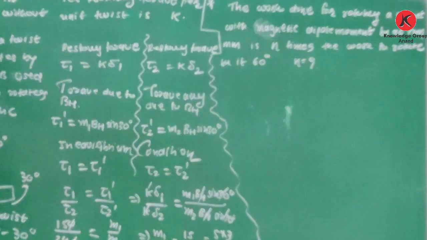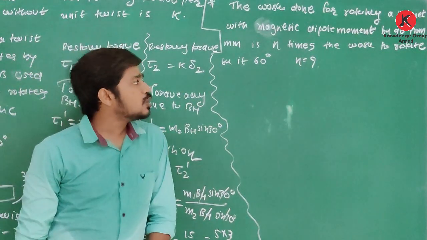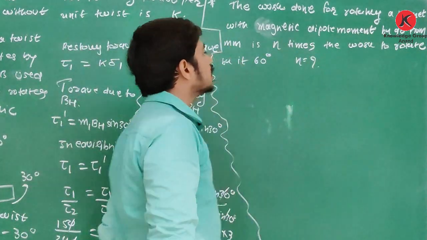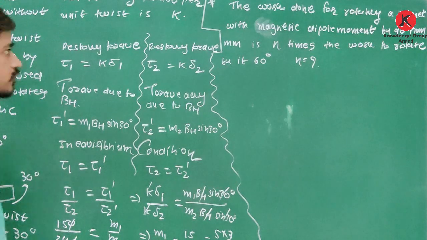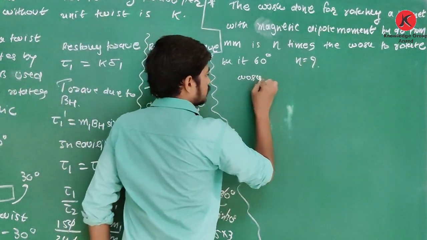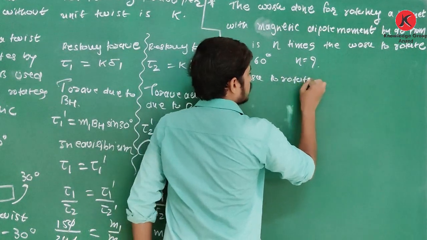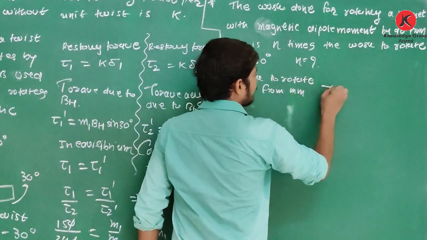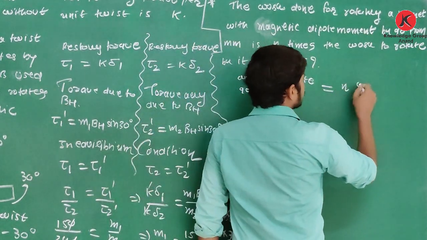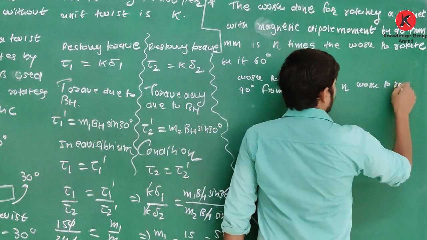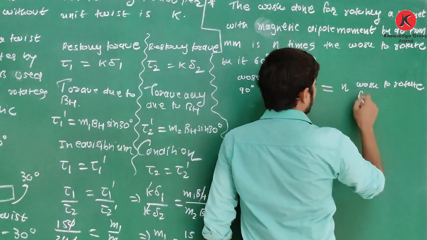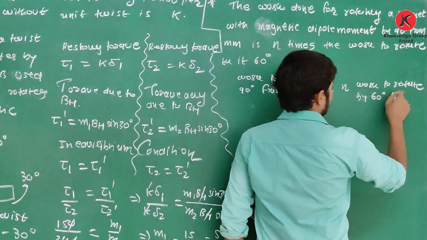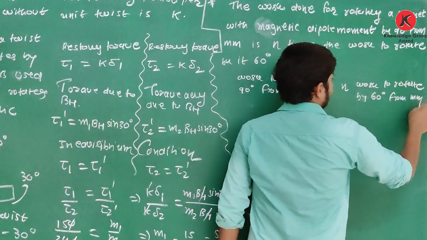The work done for rotating a magnet with magnetic dipole moment by 90 degree from magnetic meridian is n times the work to rotate it by 60 degree from magnetic meridian.